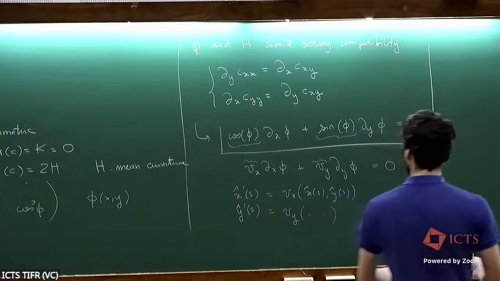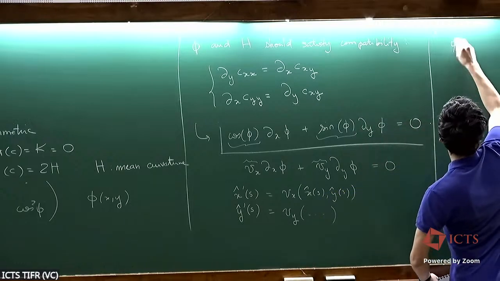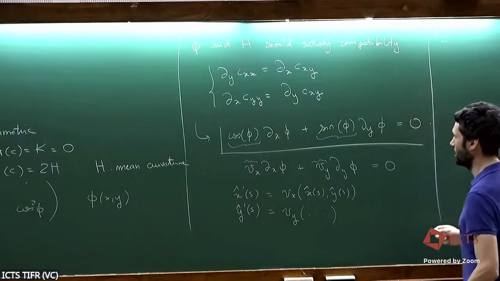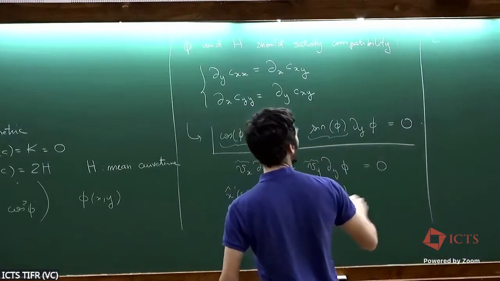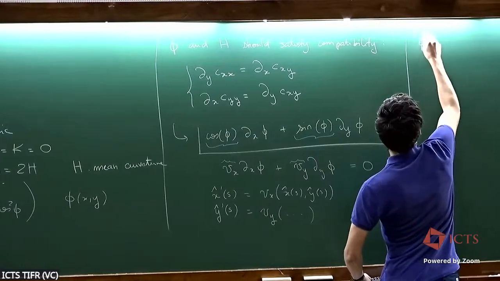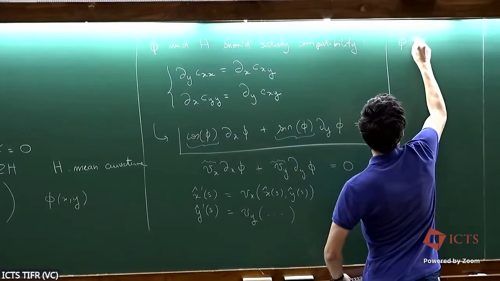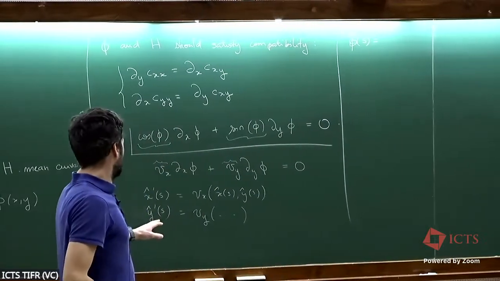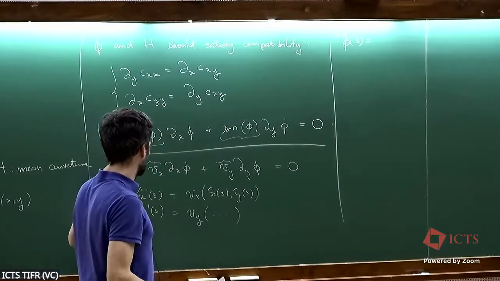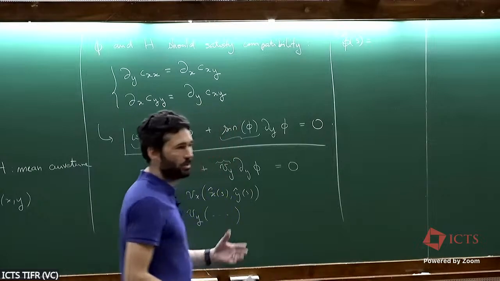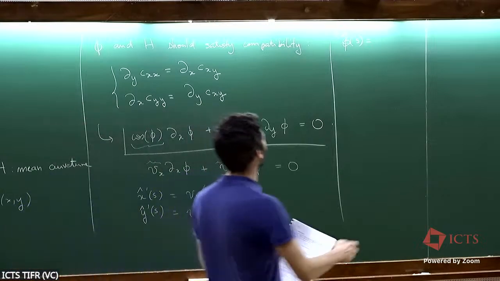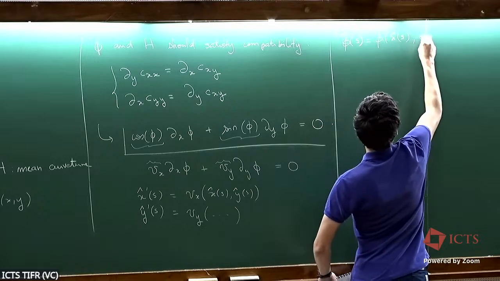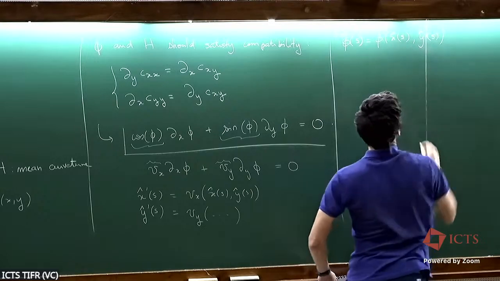Okay, and then if you consider phi, you can define phi at of S, which is the value of phi, the unknown, on the characteristic curve. So this is phi of x at S, y at S.